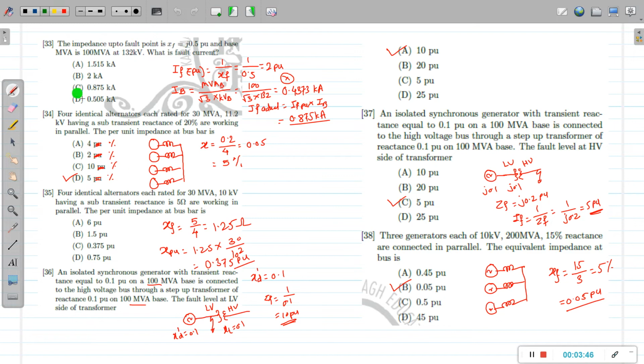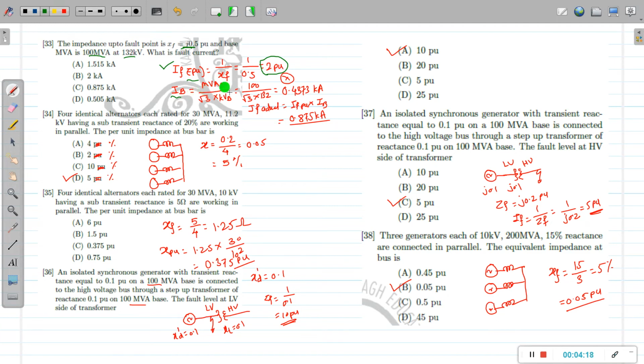The next one: the impedance up to the fault point is j0.5 pu and the base MVA is 100 MVA at 132 kV. What is the fault current? First we will determine the fault current in per unit. The fault current is equal to 1 upon XF, so 1 upon 0.5 comes to 2 per unit. That is the value of the fault current. If we want to calculate the fault current in ampere or kiloampere, then first we have to calculate the base current.